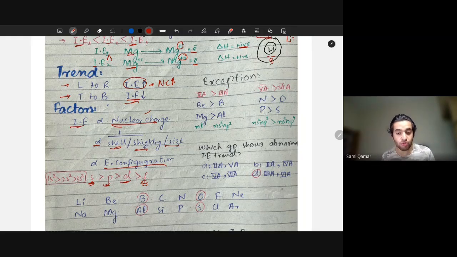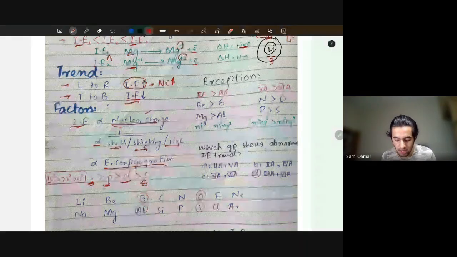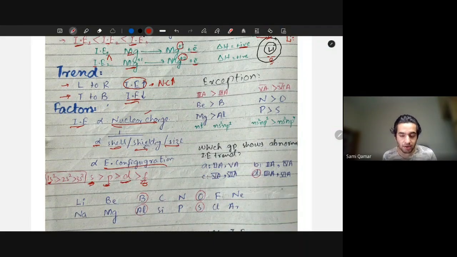If we talk about 1s2, 2s2, 3s2, because these are the same type, 1s2 is nearer, so it will have more ionization energy than 2s2, than 3s2. The same will apply with 2p6, which will have more than 3p6, and then 4p6. So I hope you guys are understanding.